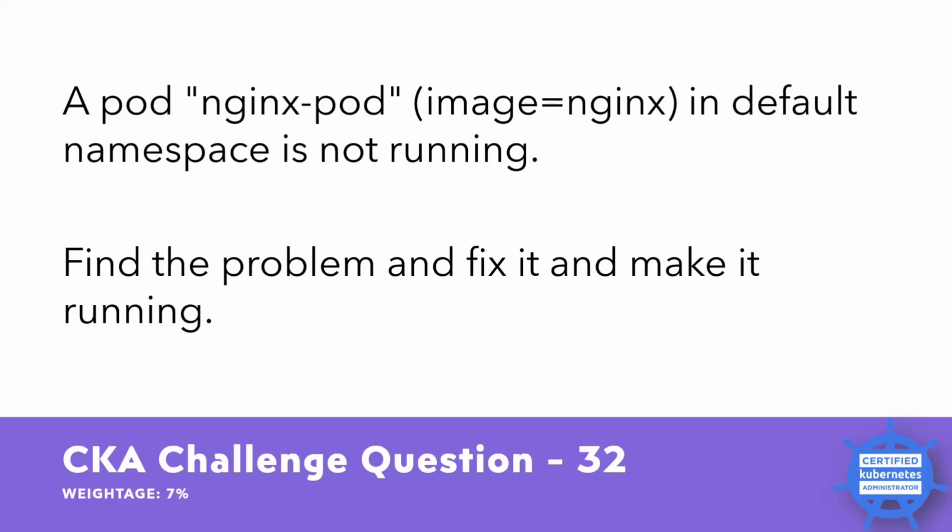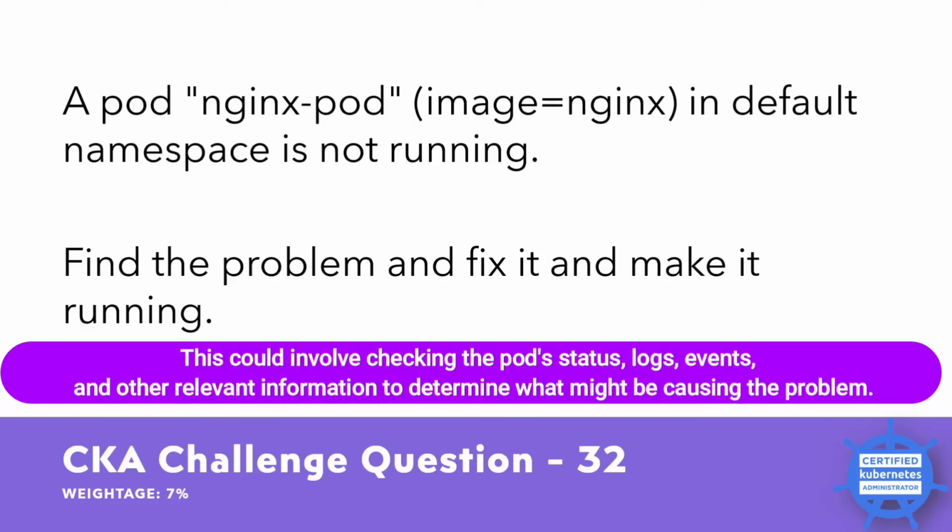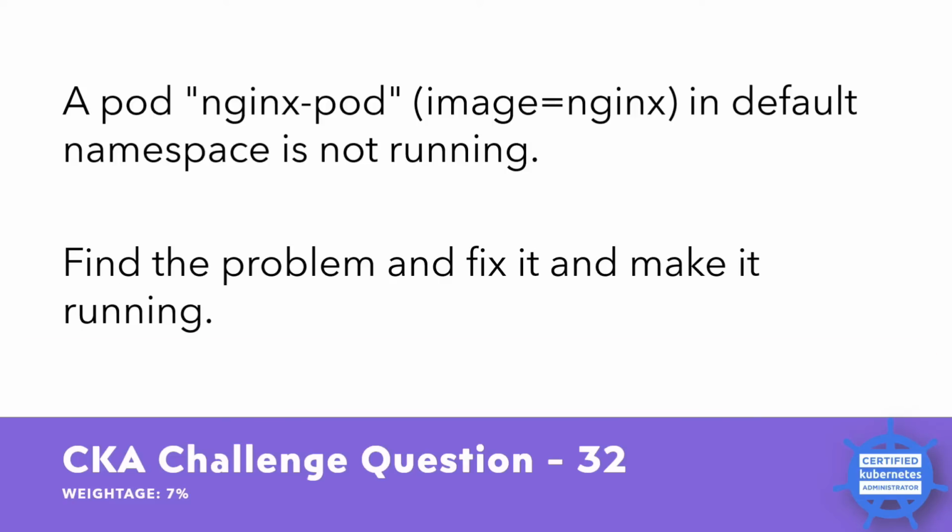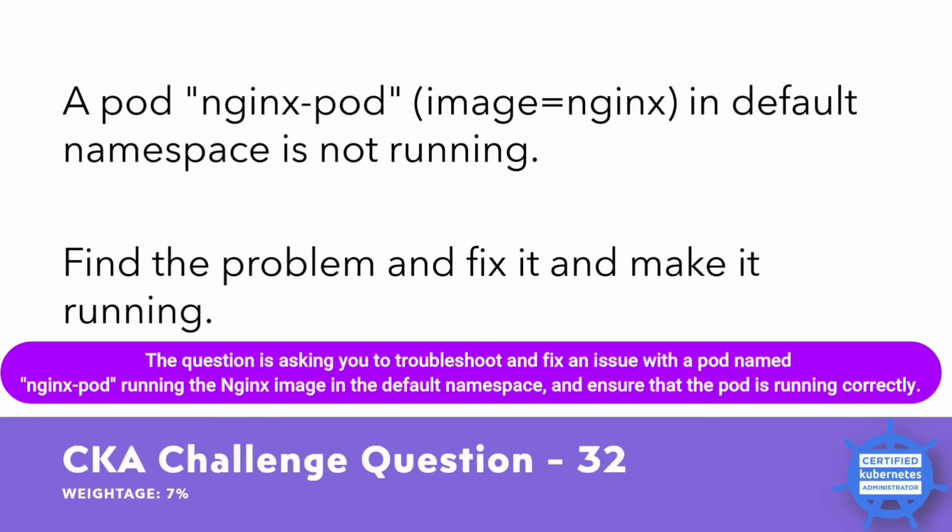The question does not provide any additional information about the problem, which means that you will have to investigate the issue yourself. This could involve checking the pod status, logs, events, and other relevant information to determine what might be causing the problem. Once you have identified the issue, you will need to take the necessary corrective actions to fix the problem and make sure that the pod is running as expected. To summarize, the question is asking you to troubleshoot and fix an issue with the pod named nginx-pod running the nginx image in the default namespace and ensure that the pod is running correctly.